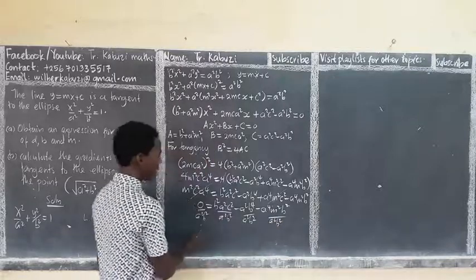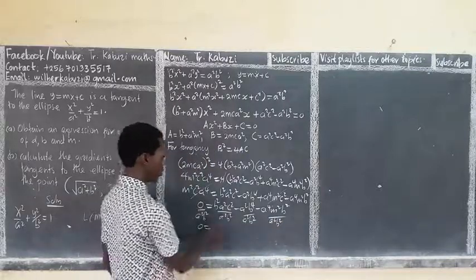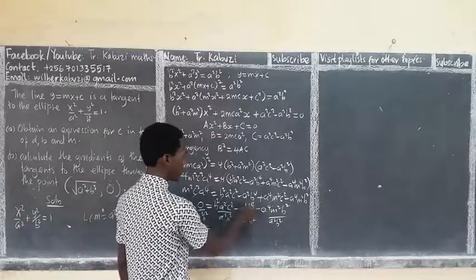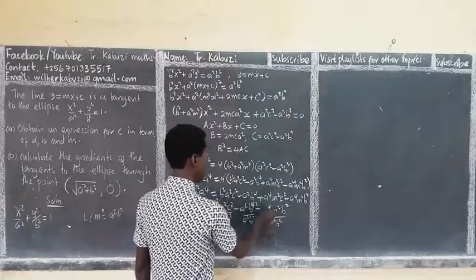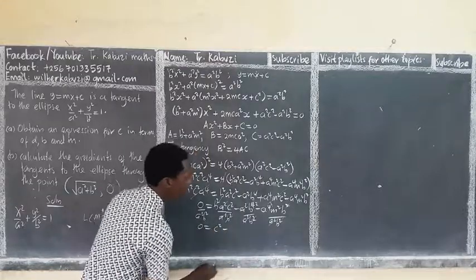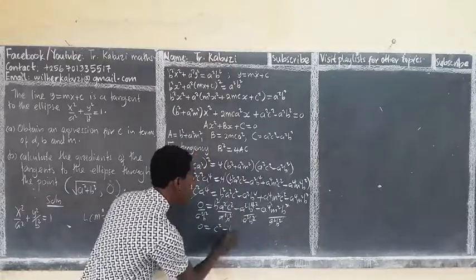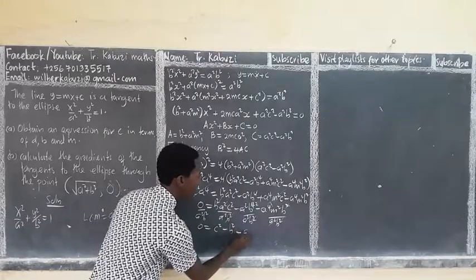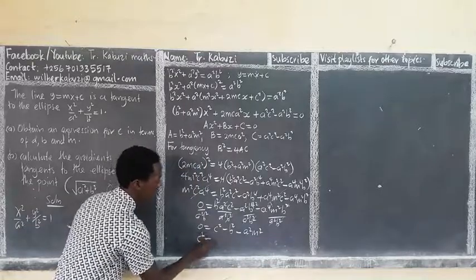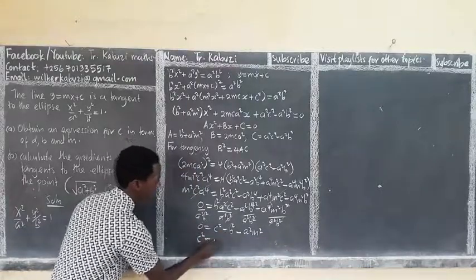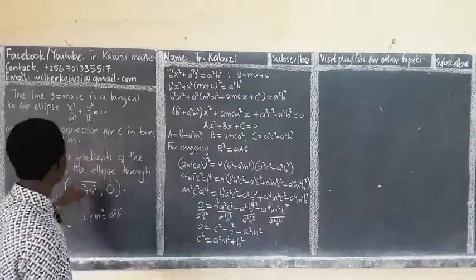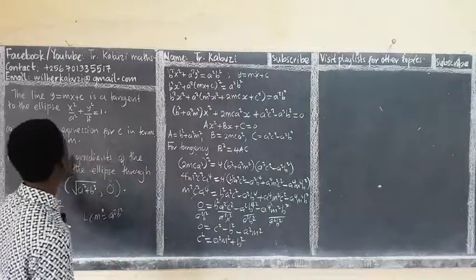B squared. So I'll be having 0 equal to, my a squared goes, this one here remains with 2, this one goes. So I have c squared minus, here remains b squared, then minus a squared m squared, which when I arrange, I have c squared, then I take this side, a squared m squared plus b squared. But I want to express c in terms of a, b, and m.